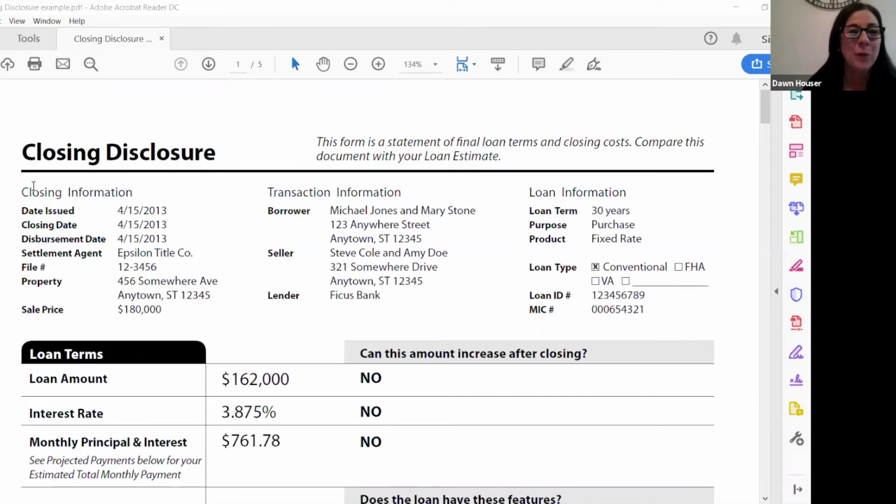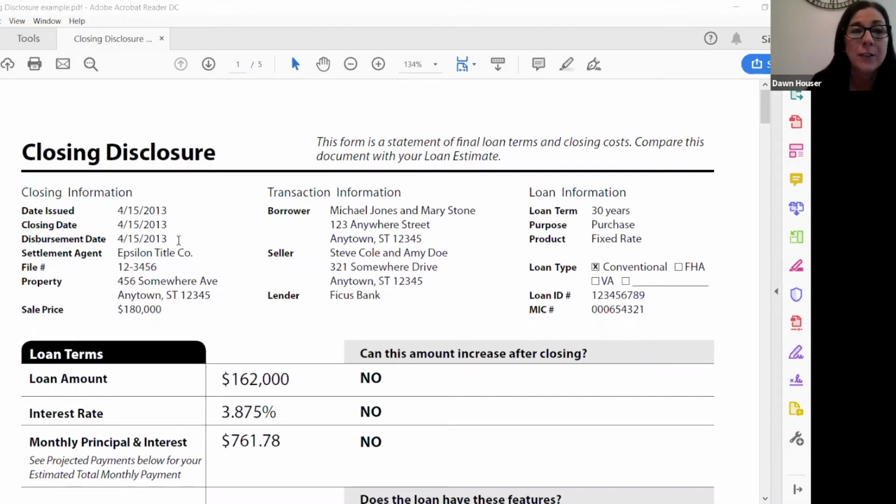You're going to see where it says closing disclosure. On there is going to be the date they issued it, and that's going to be your date of closing, it should be, and your disbursement date. Some states will do like a dry close or something, but we always try to fund the same day unless it's super late, and then we fund the next day.